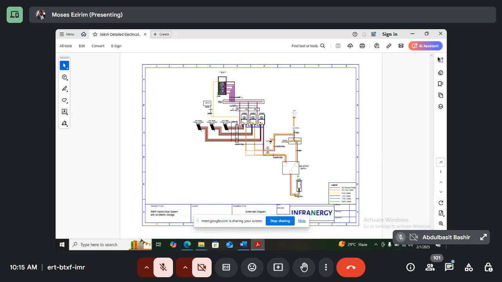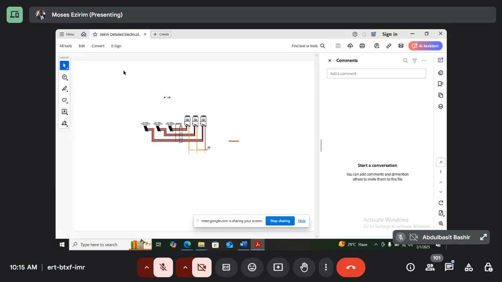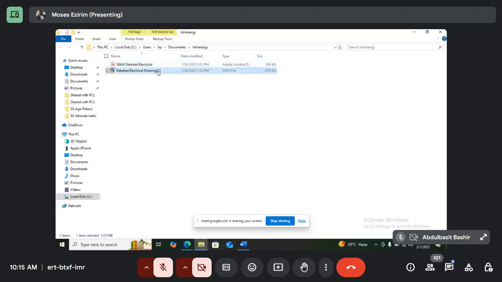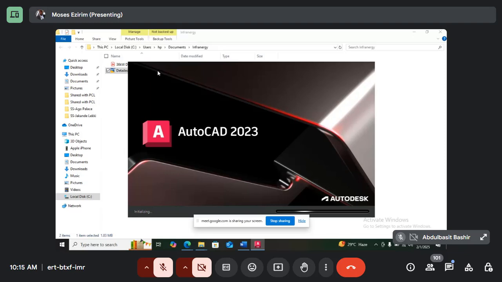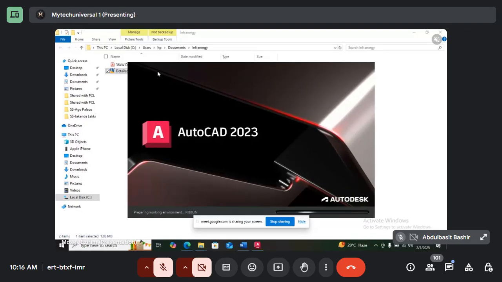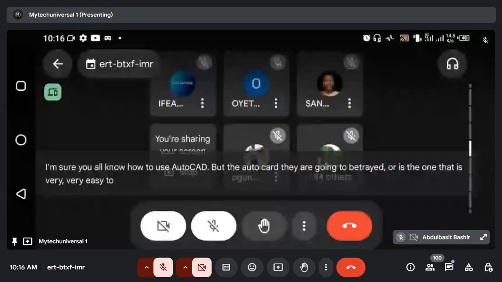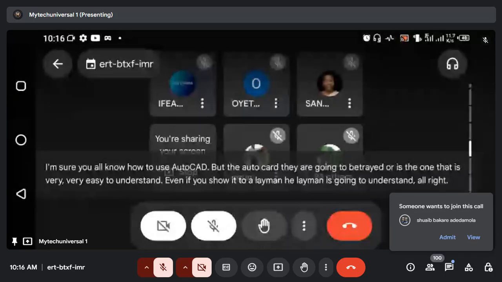Sorry, let me bring out the AutoCAD one so that it can be easy for me to maneuver. The AutoCAD is loading, so you're going to see how it is. I'm sure you all know how to use AutoCAD, but the AutoCAD you are going to be trained on is the one that is very, very easy to understand. Even if you show it to a layman, the layman is going to understand. I'm sure it's visible now. You can see my screen.